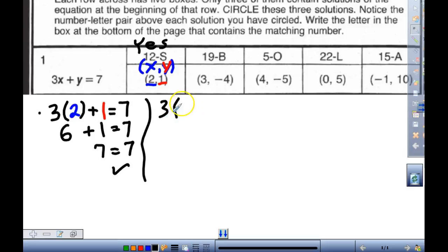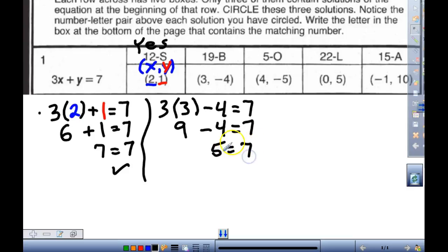Okay, so you got the 3 times 3 minus 4. You can put plus -4, or you can simplify it as minus 4. And does that equal 7? So does 9 minus 4 equal 7? No, 9 minus 4 equals 5. So it does not equal 7, so therefore, no. (3, -4) is not a solution. So it's just a check, the checking of your answer for each problem.